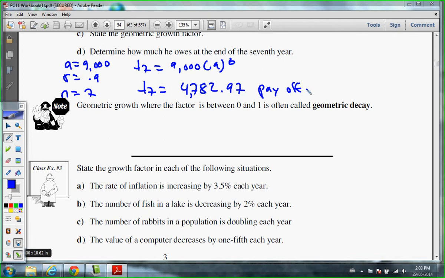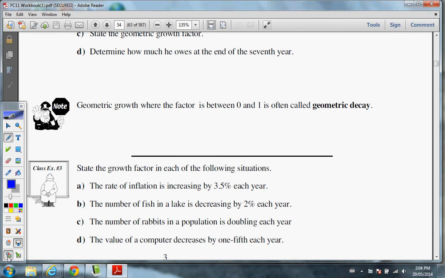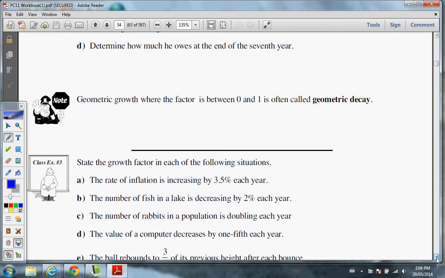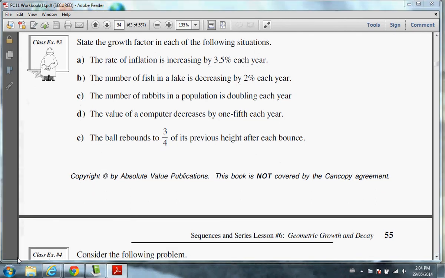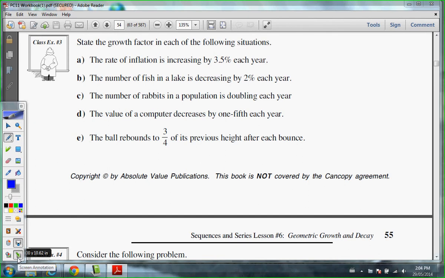Okay, and here's what I just kind of outlined between 0 and 1 is called geometric decay. Okay, so let's look at these options here for decay and growth. So the rate of inflation is increasing by 3.5% per year. Well, we got to remember, 3.5% is 0.035. It's increasing, so it's growth, so I want 1.035 for that growth factor.